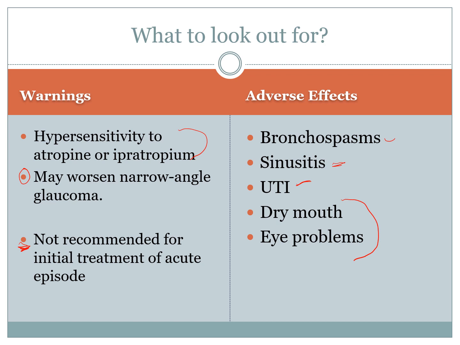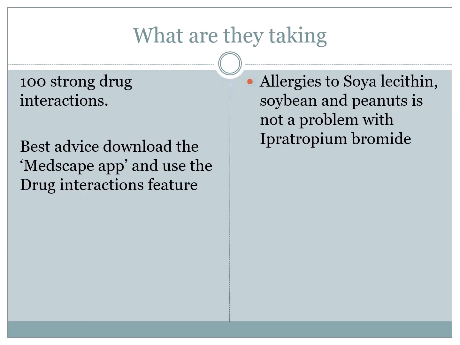As far as interactions go, because it's an anticholinergic, there's hundreds. Okay, so I'm not going to go through all the drugs and the interaction because one, you're not going to remember anyway, and there's just too many to cover. So the best advice, if you haven't already done it, is to download the Medscape app itself. Now I use Medscape just because it's a very reputable source, and it has a really easy to use drug interaction feature where all you do is you type in the drug that you want to give, and then you type in the drugs that the patients are already taking, and it tells you if there's an interaction.